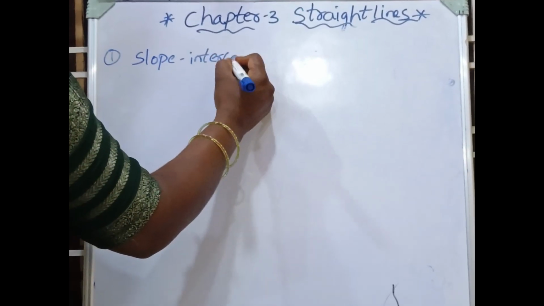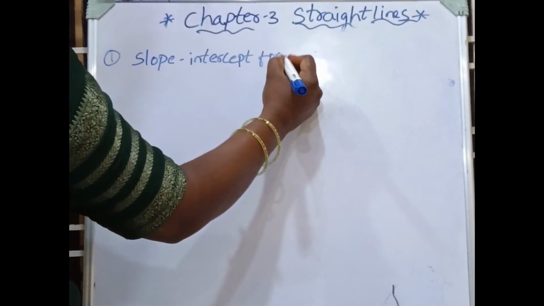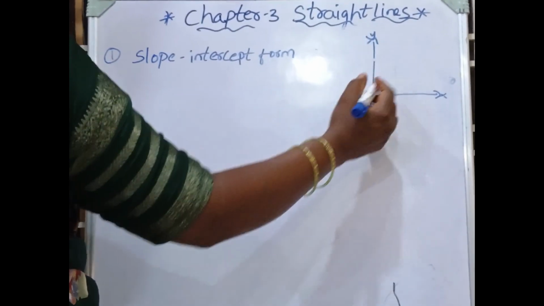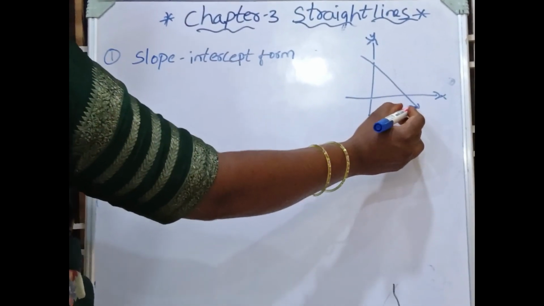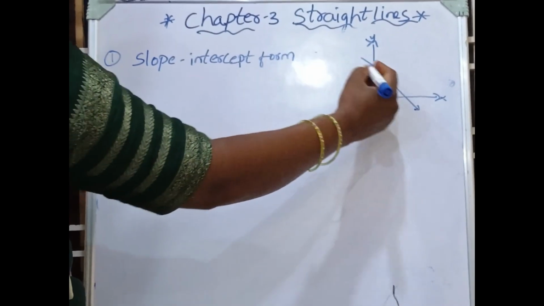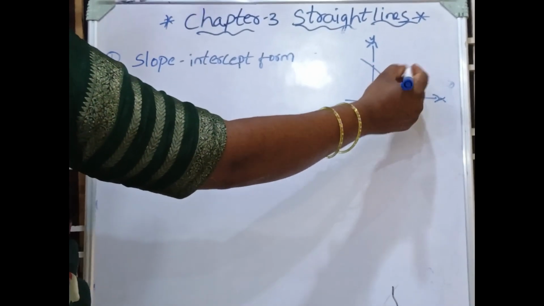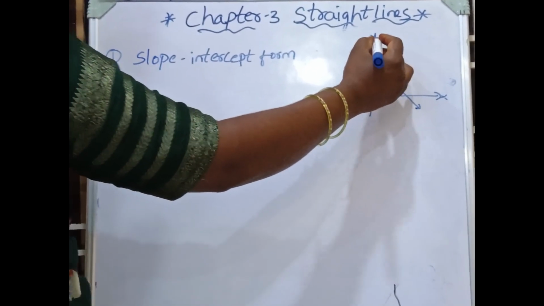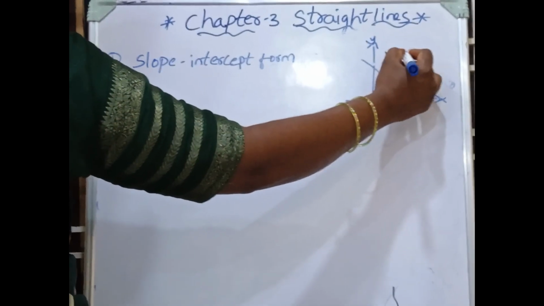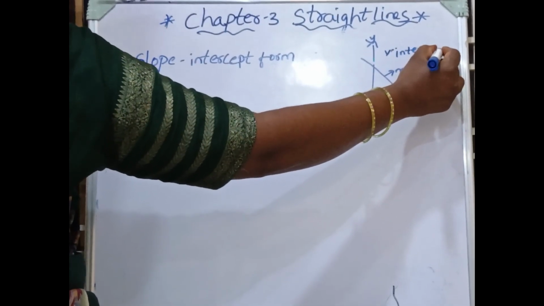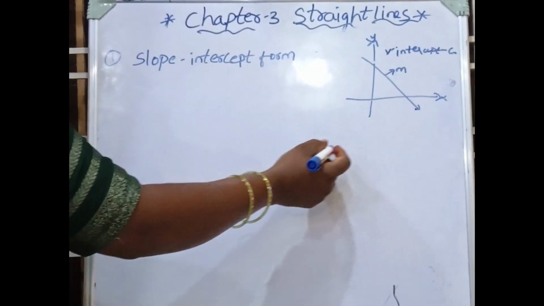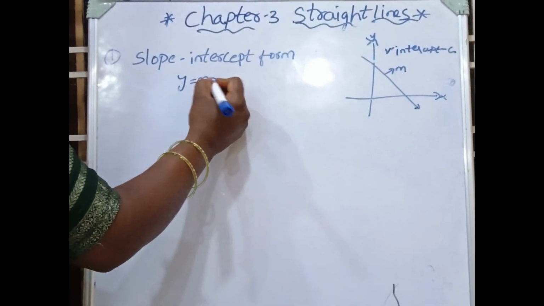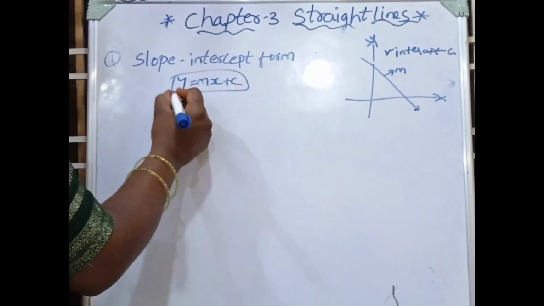Slope intercept form. This is the x-axis and this is the y-axis. The line has slope m and y-intercept c, and the x-intercept is 0. So y equal to mx plus c. This is the slope intercept form.